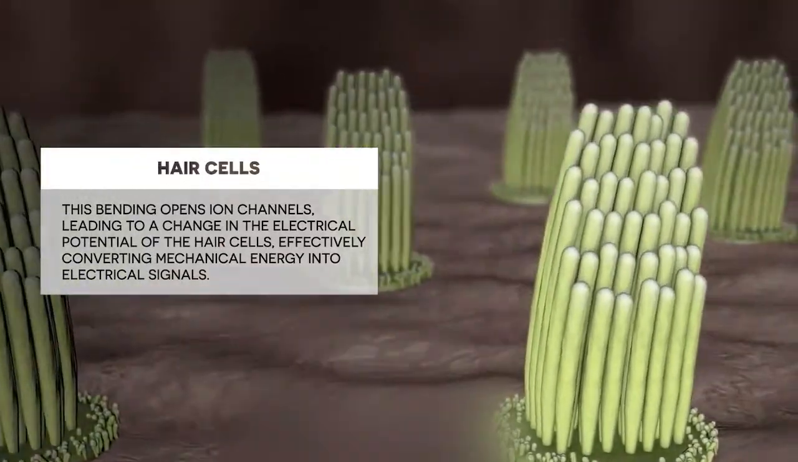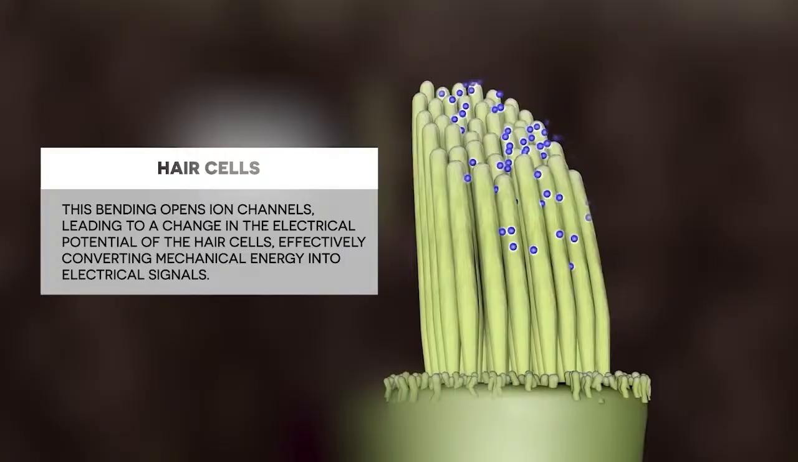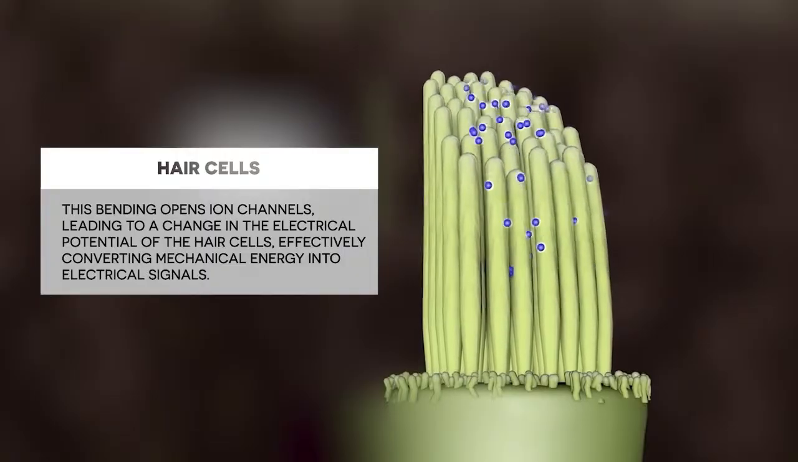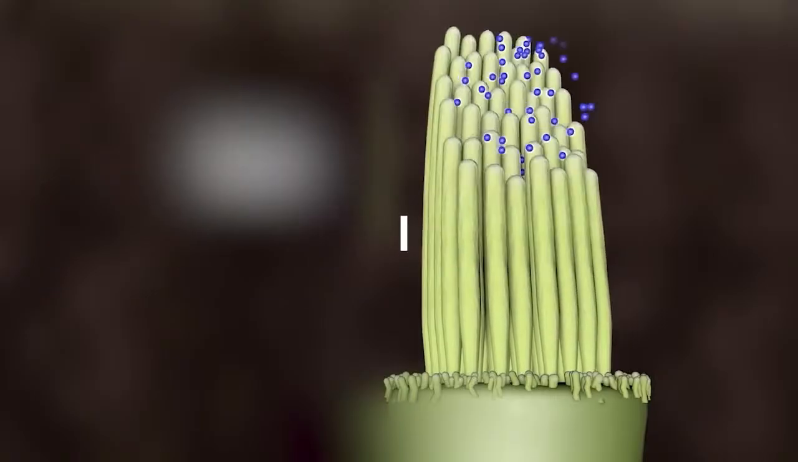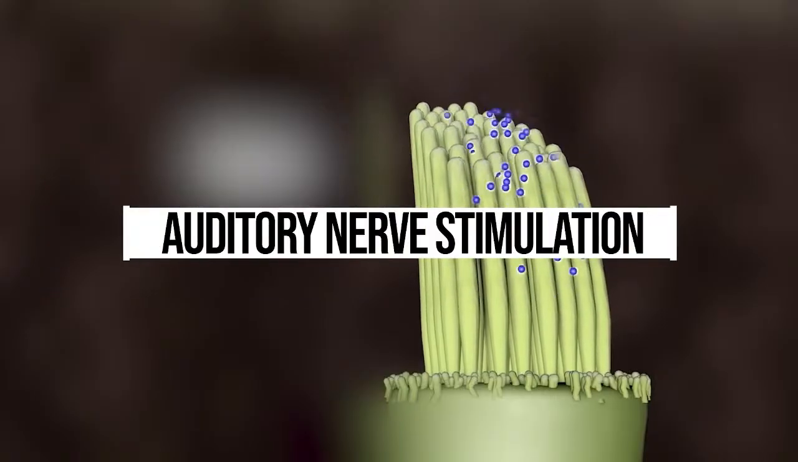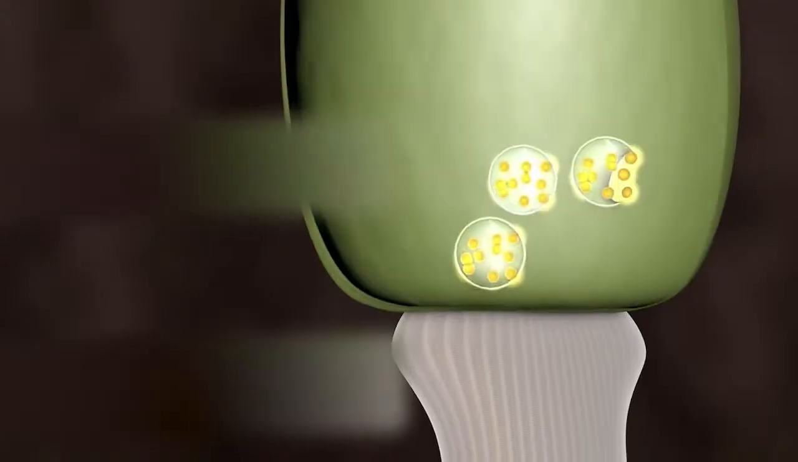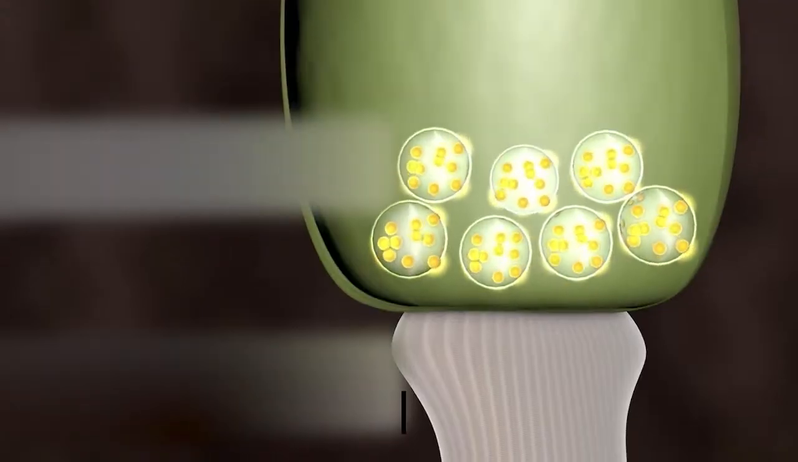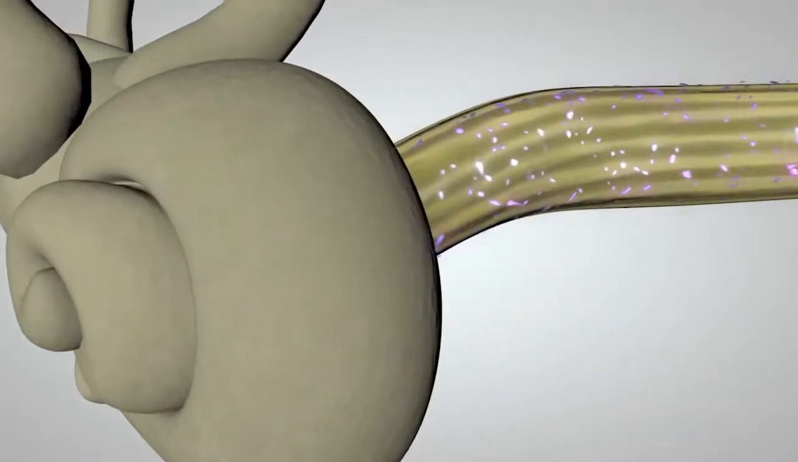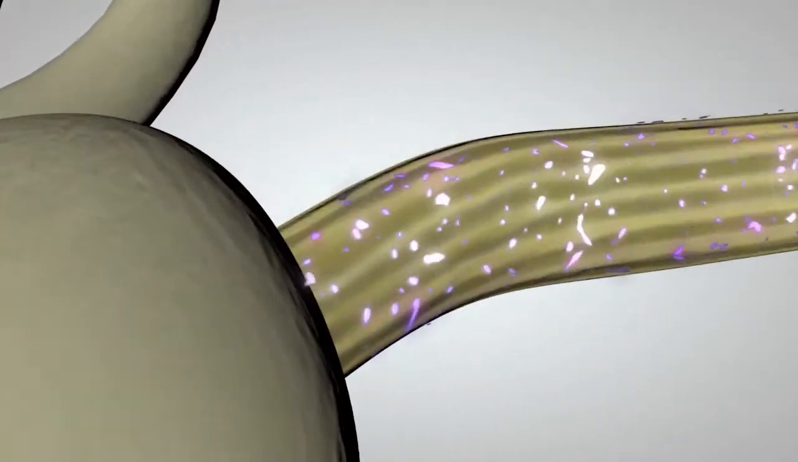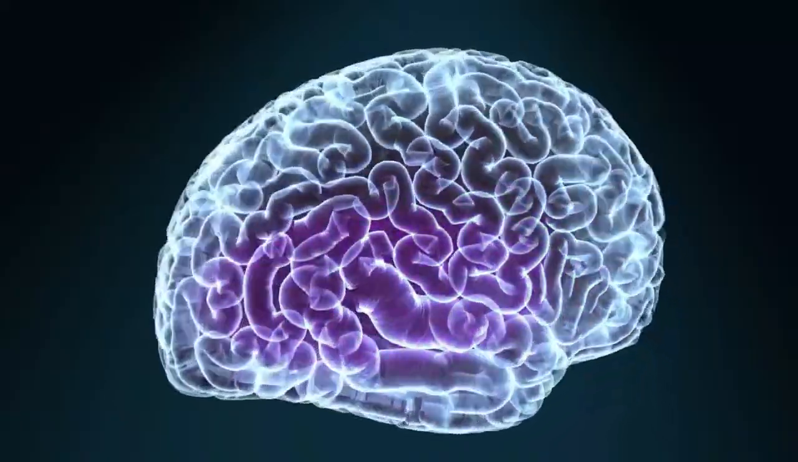This bending opens ion channels, leading to a change in the electrical potential of the hair cells, effectively converting mechanical energy into electrical signals. Auditory nerve stimulation. The electrical signals generated by the hair cells stimulate the auditory nerve fibers connected to them. These nerve fibers carry the auditory information to the brain, where it is interpreted as sound.